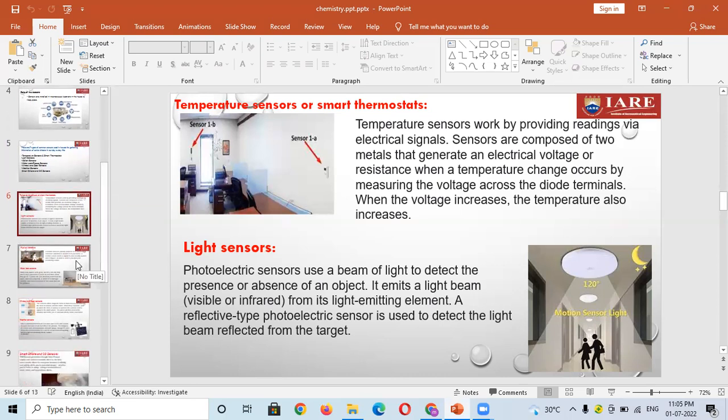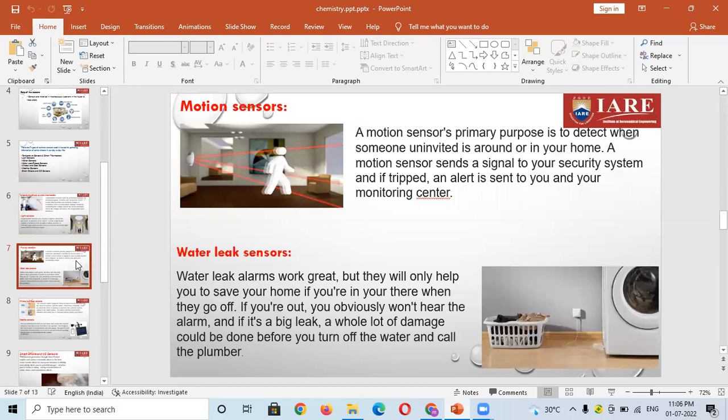Coming to the next type of sensor, the motion sensor. A motion sensor's primary purpose is to detect when someone uninvited is around or in your home. A motion sensor sends a signal to your security system, and if tripped, an alarm is sent to you and your monitoring center. So these motion sensors are used for monitoring in our home. They are very useful whether an uninvited person enters our house or something else happens.